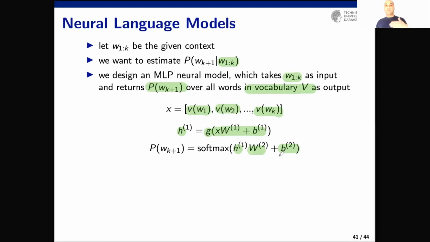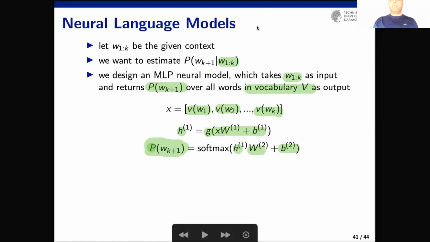But since these scores are not probabilities, we use the softmax function to map these scores to a probability distribution, or to probability space, meaning that the sum of these probabilities should be equal to 1, and each value should be between 0 and 1. Then we can find the probability of the word that appeared in position K plus 1 as the probability of that word in position K plus 1.